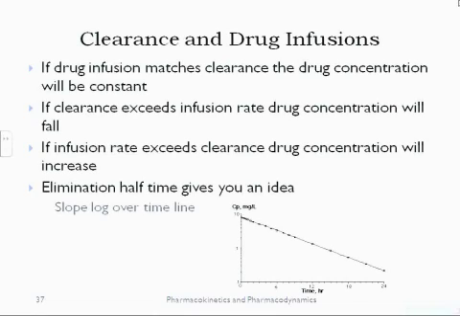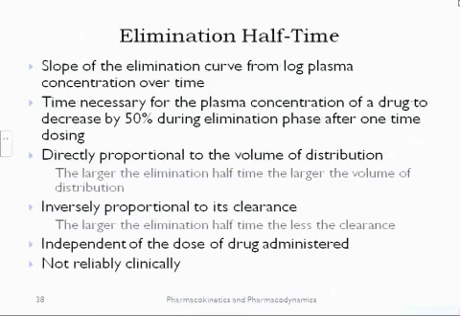The elimination half-time gives you an idea of how fast the clearance is taking place and gives you that slope over time. It gives you the idea of elimination. Now, elimination half-time is the slope of elimination from a log plasma concentration over time. It's basically the time necessary for the plasma concentration of a drug to decrease by 50% during the elimination phase after one dosing. And that's the limitation of this. It's only a one-time dosing. And what do we do with most of our medications? We're doing it either as a continuous or as a multiple dose medication. So elimination half-time has a really significant problem with it.